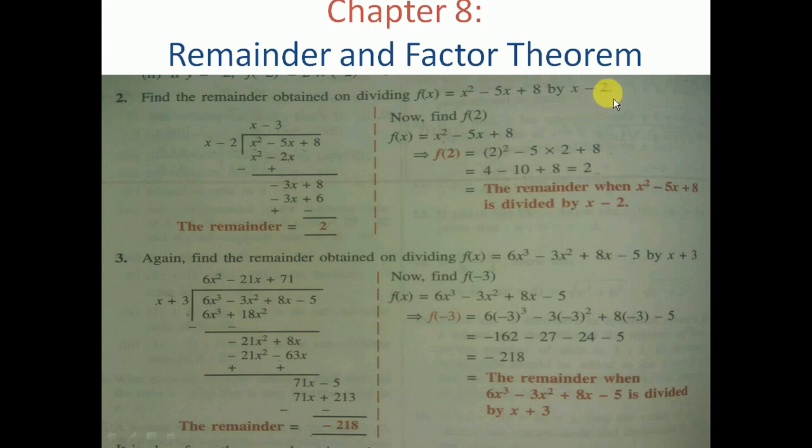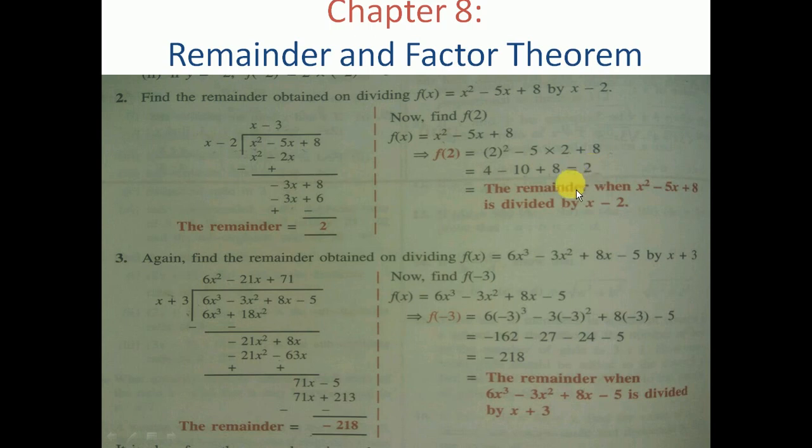So we have to divide by x minus 2. So equal to 0 means x is equal to 2. Replace wherever x is there with 2. And if nothing is left out, that is 0, it means it is a factor. Since 2 is left out here, it is not a factor, 2 is the remainder.